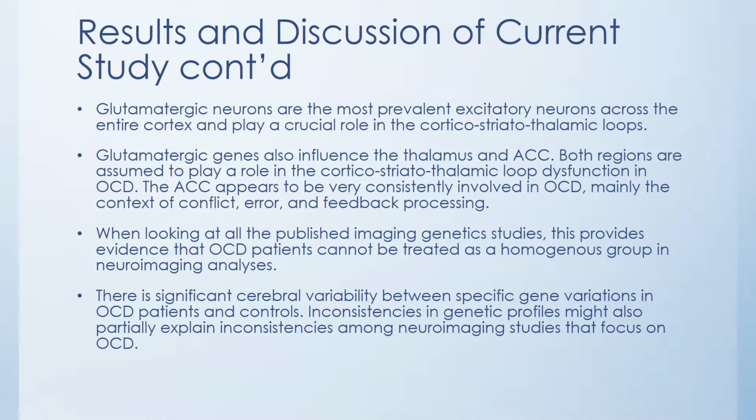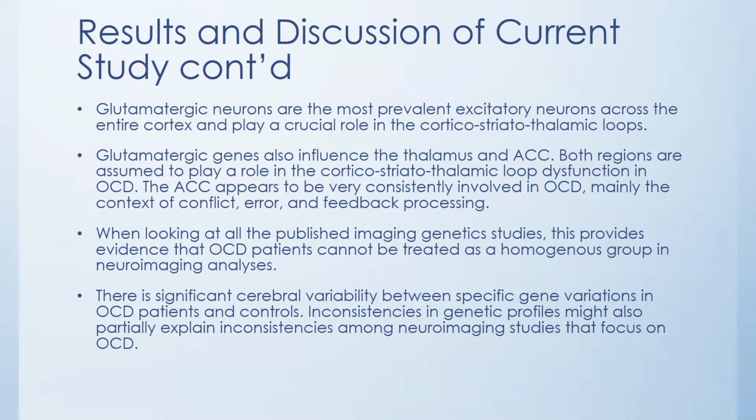All right, so the one finding that was prevalent in most of the researchers' findings was that the glutamatergic neurons are the most prevalent excitatory neurons across the entire cortex, and they play a crucial role in the cortical striatothalamic loops. The glutamatergic genes also influence the thalamus and the ACC. Both regions are assumed to play a role in the cortical striatothalamic loop dysfunction in OCD. The ACC appears to be very consistently involved in OCD, mainly in the context of conflict, error, and feedback processing.